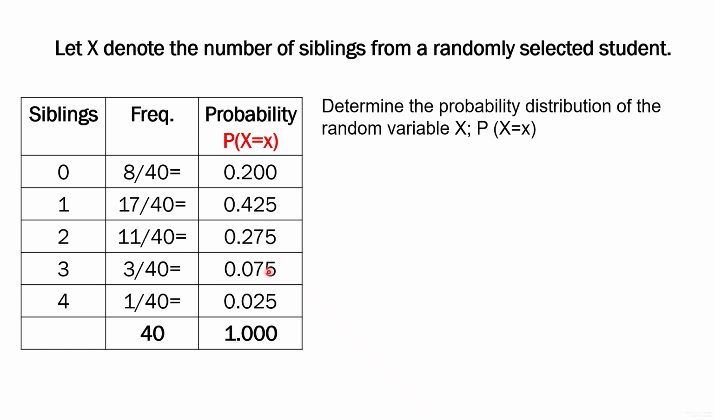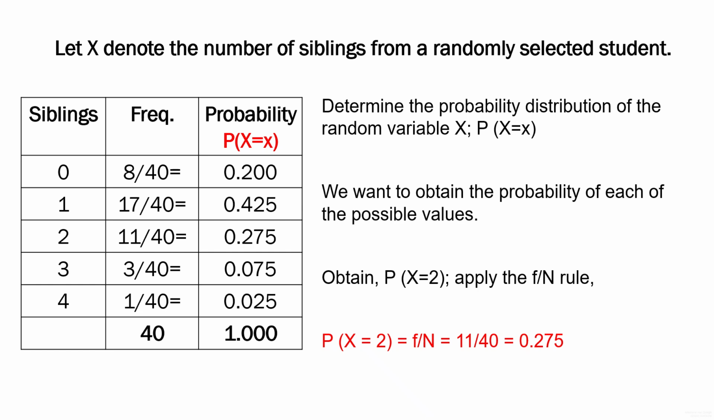Now, one of the facts, and it's a key fact that will help you through this, is that the sum of the probabilities of the possible values of a discrete random variable will always equal 1. So it's a good way to check your work to see if you've done it right. Now, we want to obtain the probability of each of the possible values, and then it's asking us to obtain P(X = 2). So it's asking us to find the probability a randomly selected student will have 2 siblings.